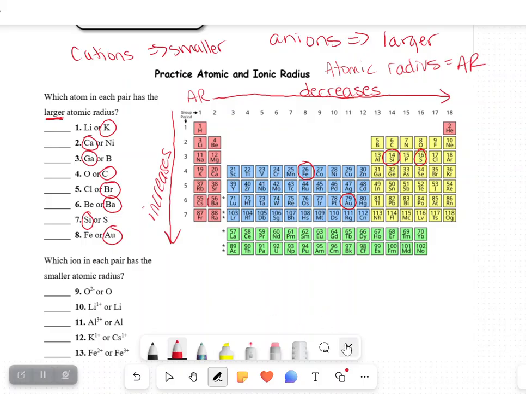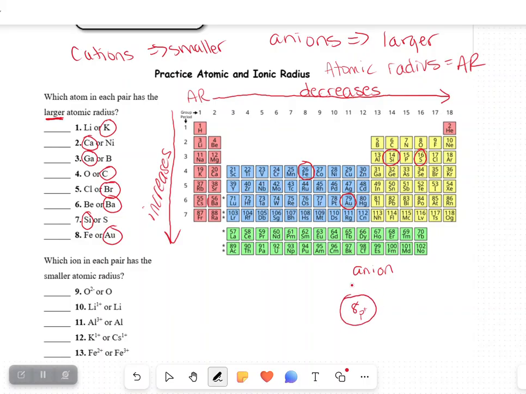So let's just review. I have it written up here. So remember, cations are going to be smaller than their neutral atom. Anions are going to be larger. So let's drill down on oxygen as an example for an anion. Okay. Oxygen has 8 protons. See, it's number 8. And that means in a neutral atom, it's going to have 8 electrons.